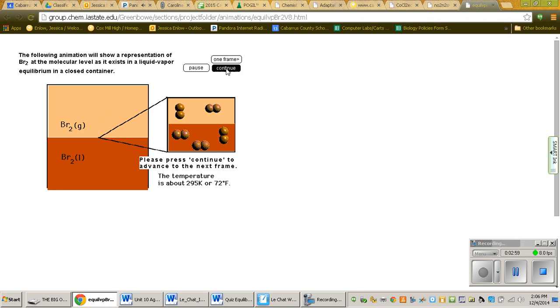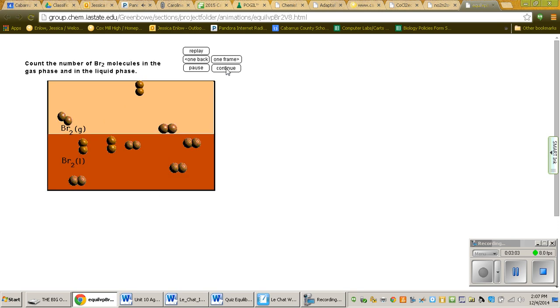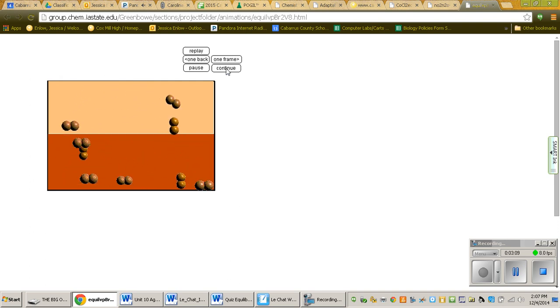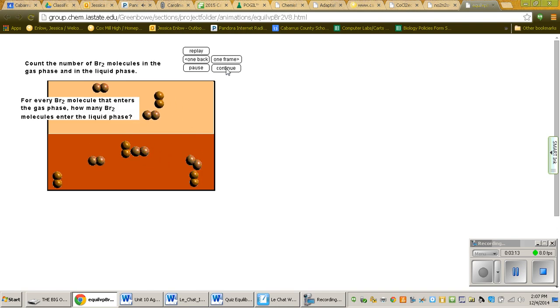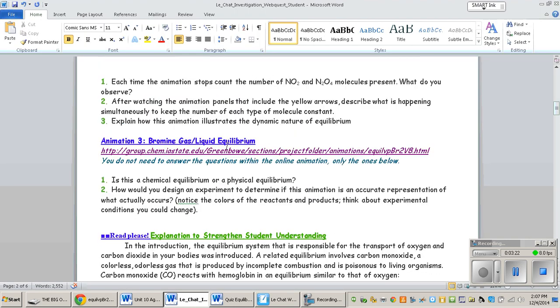Pause as you need to. You can see them bouncing in and out of solution here. Beautiful. Alright, so you now have seen the simulations. You can answer all the questions here correlating.